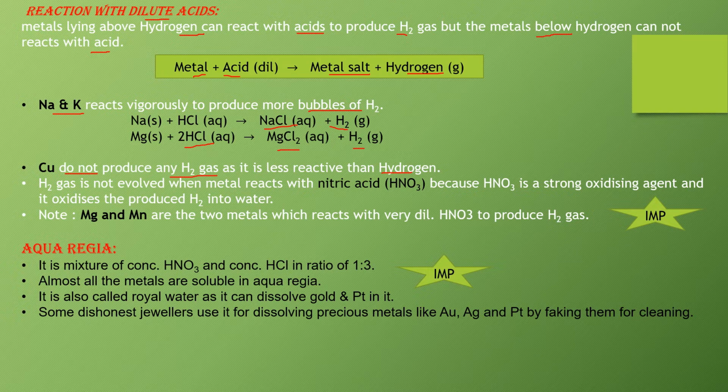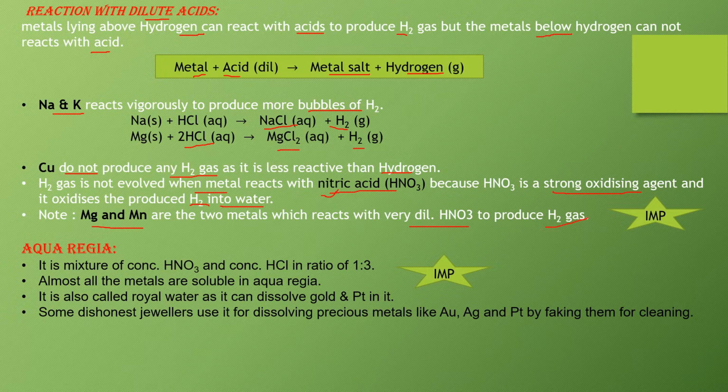Now, there is an acid which does not produce hydrogen when it reacts with metal, and that acid is nitric acid. Nitric acid does not produce hydrogen gas with metal because nitric acid is a strong oxidizing agent and it oxidizes the produced hydrogen into water. Now there are two metals, that is magnesium and manganese. These metals, when they react with very dilute HNO3, produce hydrogen gas.